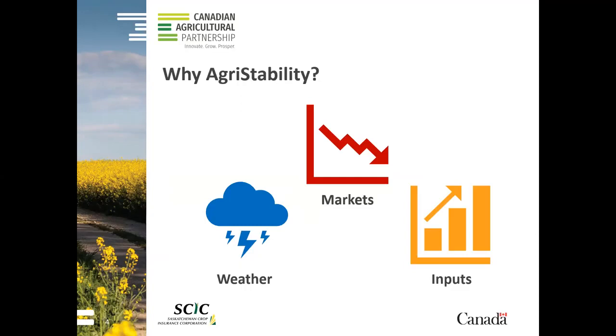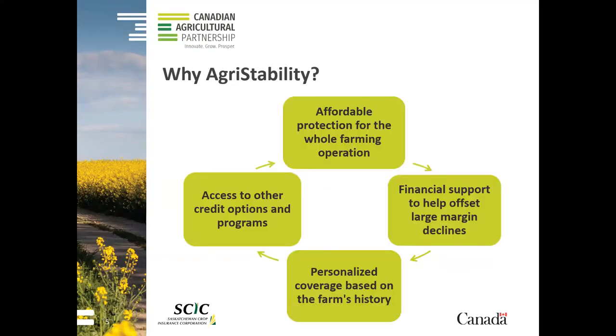So why AgriStability? Saskatchewan farmers and ranchers may want to consider participating in the AgriStability program for one or for many reasons. Farmers cannot control the weather or the markets or the input costs, but they can manage these risks through the AgriStability program. AgriStability is affordable protection for a whole farm operation coverage. The program fee is low cost, and payments do not affect future fees to participate.